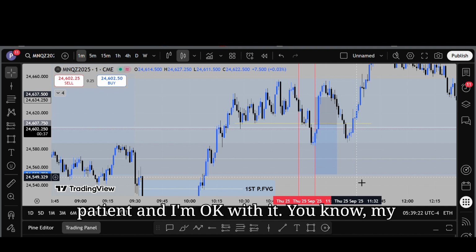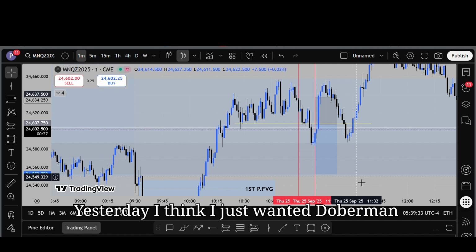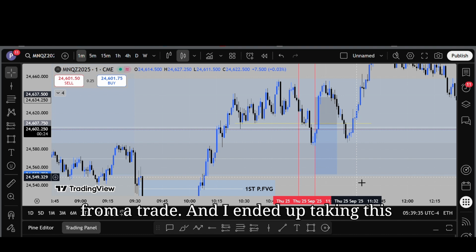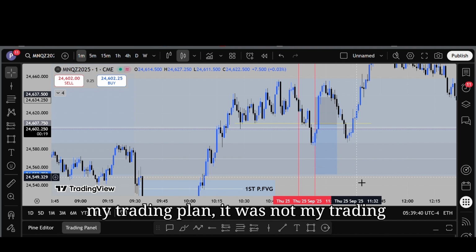So I've been so patient and I'm okay with it. My edges haven't played out and I've been okay with that. So I don't know, yesterday I think I just wanted dopamine from a trade, and I ended up taking this trade even though I know that it was not my trading plan, it was not my trading session.